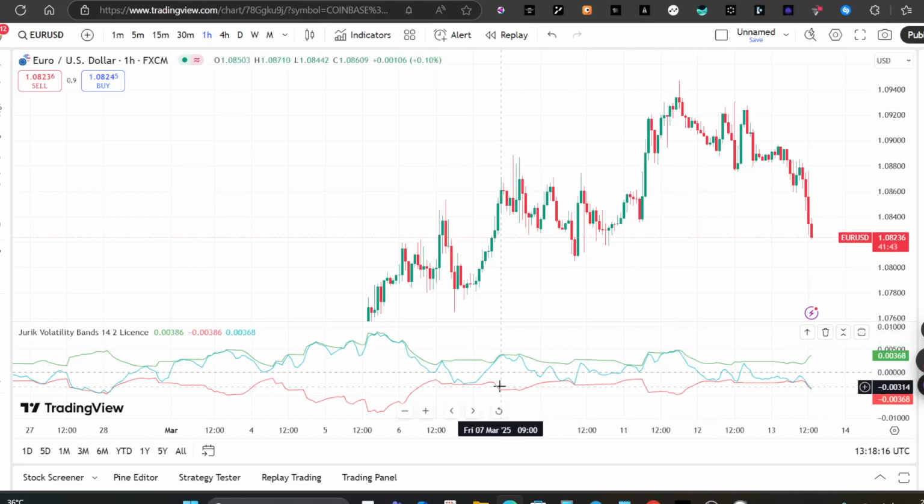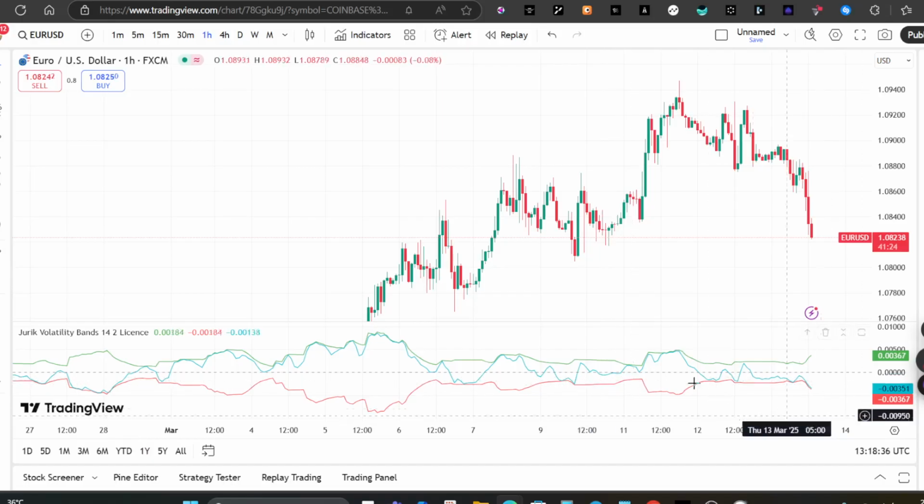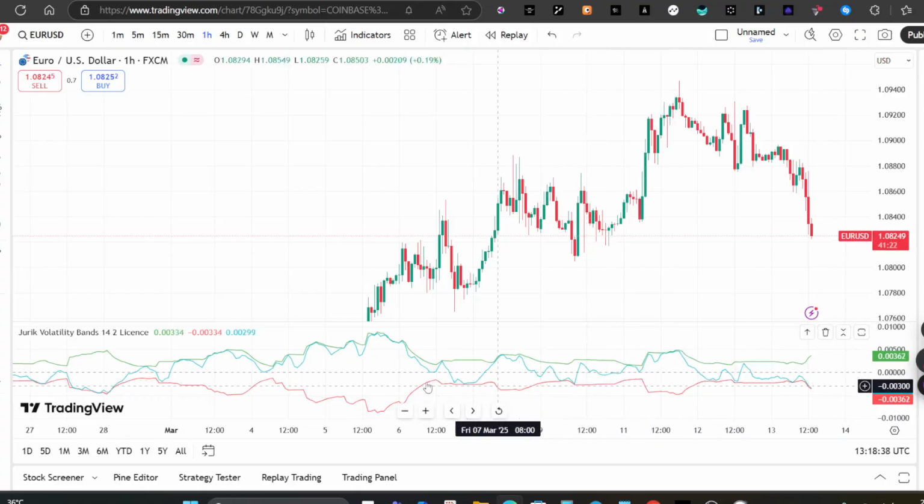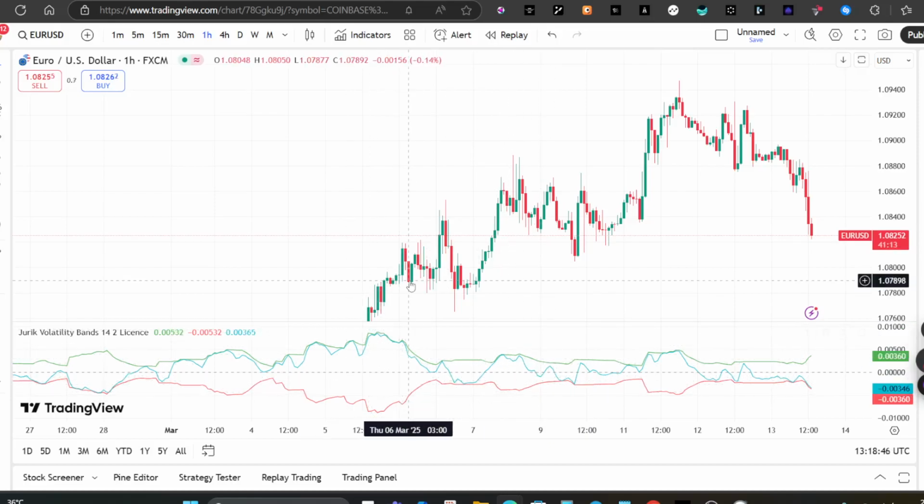The Jurik Volatility Bands use a smoothing algorithm that adjusts to both price movements and volatility, which means you get a much more precise reading of market fluctuations. This makes them a great tool for identifying areas of high or low volatility and spotting potential breakout points. In other words, the Jurik Volatility Bands provide a visual representation of market uncertainty. The bands will widen when volatility increases.